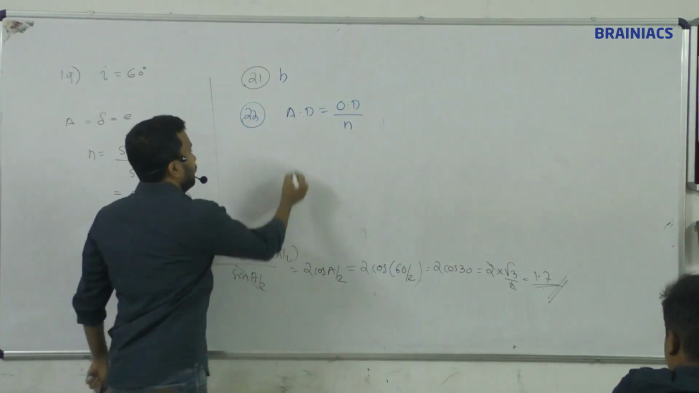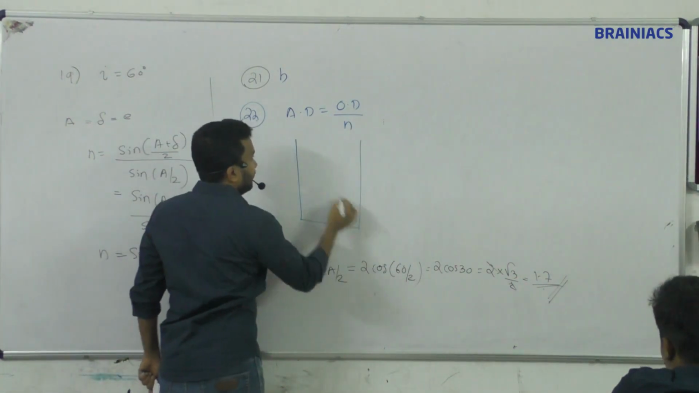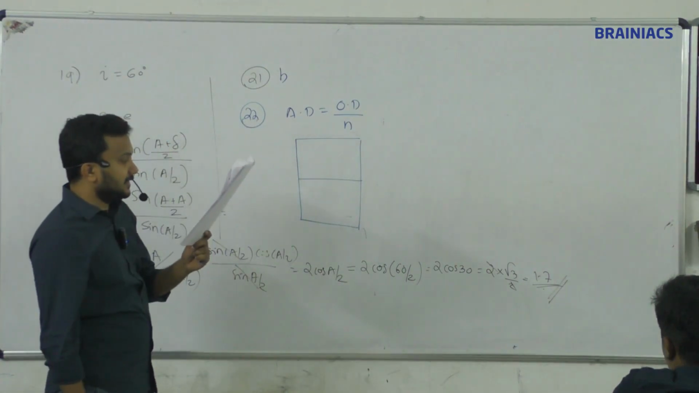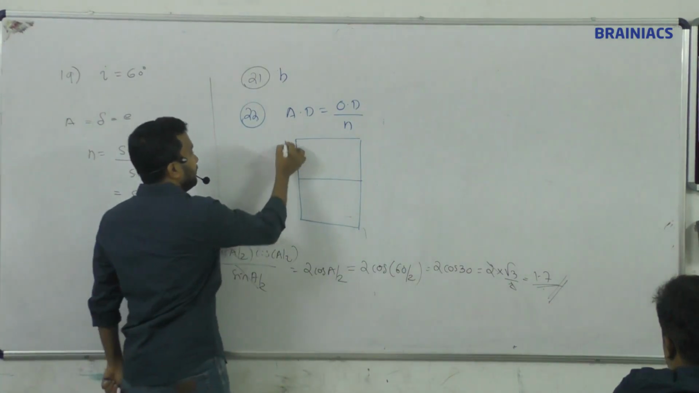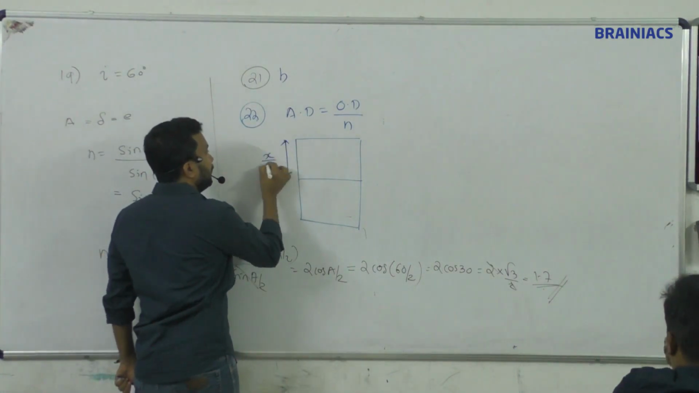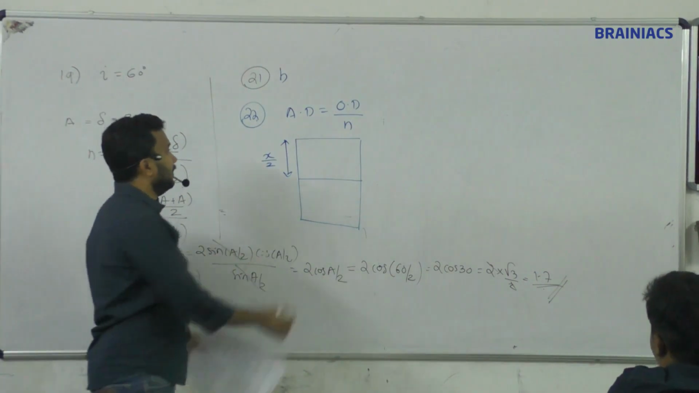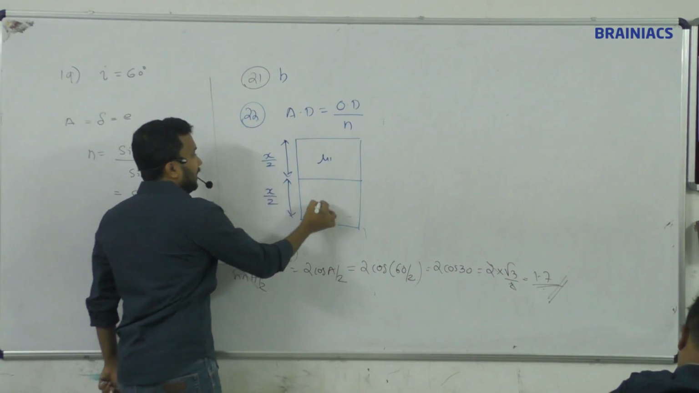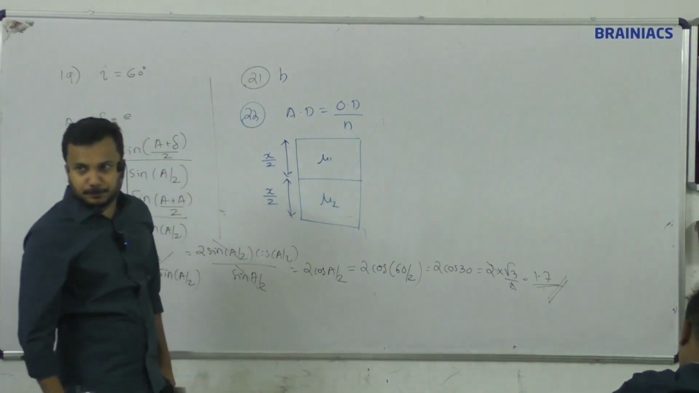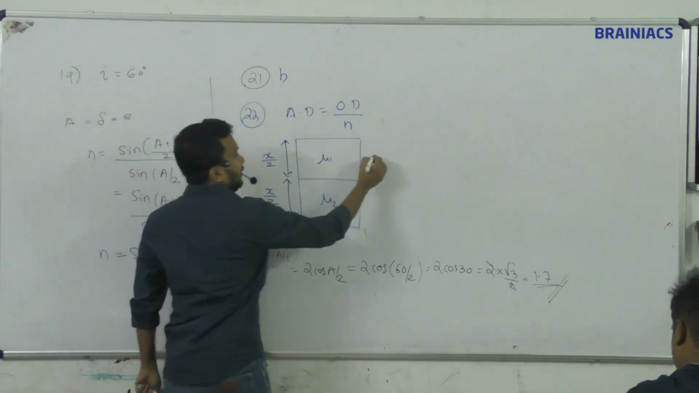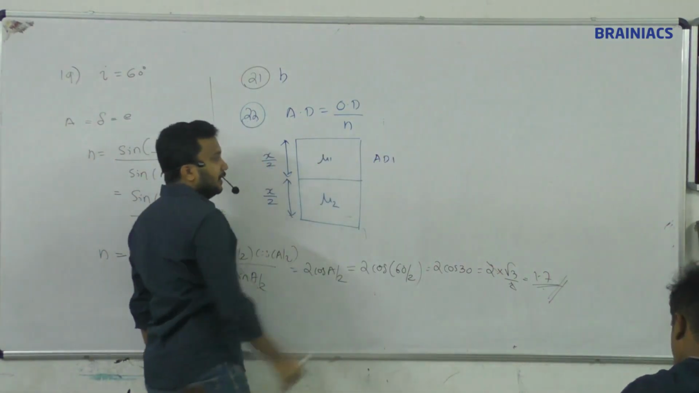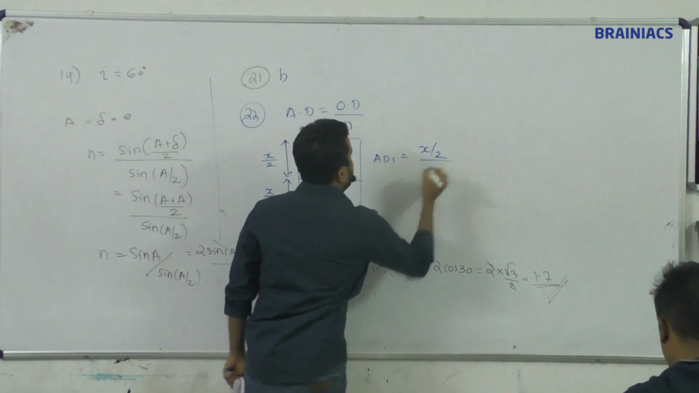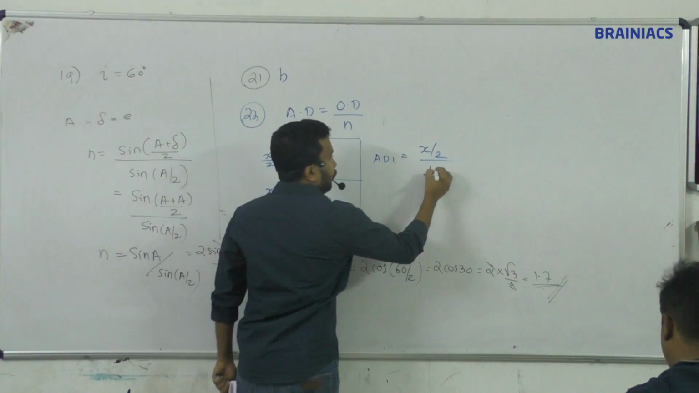That's all. Now this is a beaker, which has two layers and a vessel of depth x. Half of them is filled with, so first half x by 2 is filled with oil of refractive index mu1. Second half x by 2 is filled with another material of refractive index mu2. So first, this is apparent depth 1, which is equal to original depth divided by its refractive index: x by 2 divided by mu1.